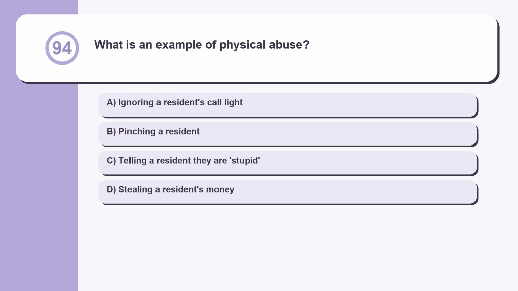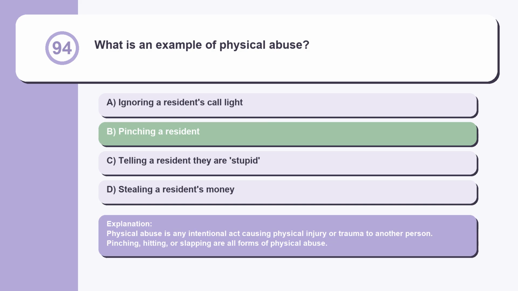Question 94. What is an example of physical abuse? Ignoring a resident's call light, pinching a resident, telling a resident they are stupid, stealing a resident's money. Physical abuse is any intentional act causing physical injury or trauma to another person. Pinching, hitting, or slapping are all forms of physical abuse.